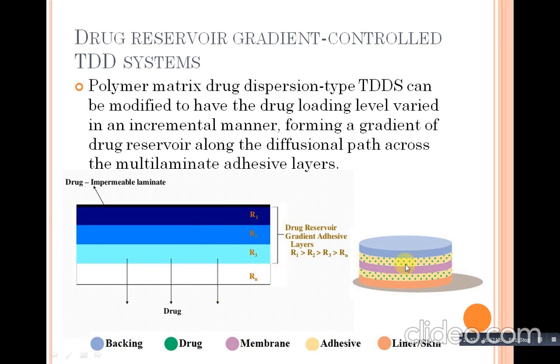You can see here that this gradient control system may be of two types. Here the drug is dispersed in a matrix, and again the drug is dispersed in a matrix in the second layer. Sometimes these two matrices, R1 and R2, may be separated by a rate controlling membrane. In this diagram you can see the drug in a matrix, the violet color indicates the rate controlling membrane, and then there is the second layer.